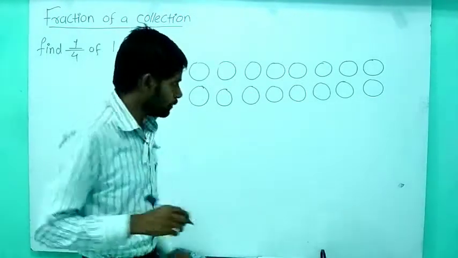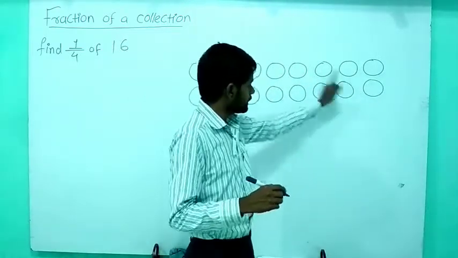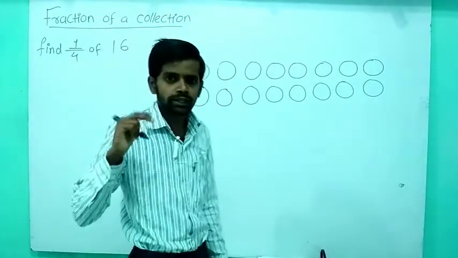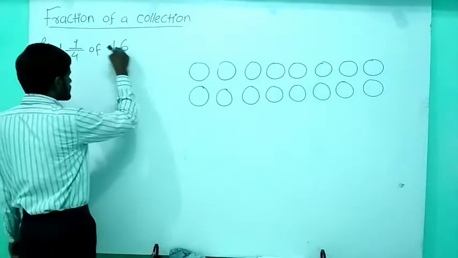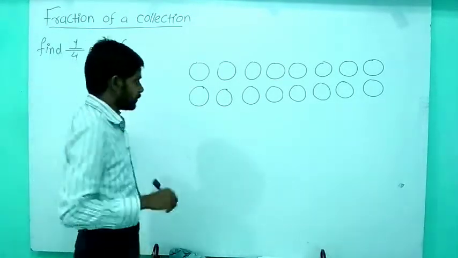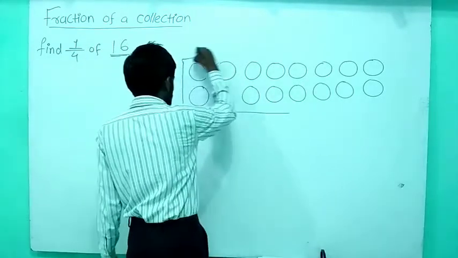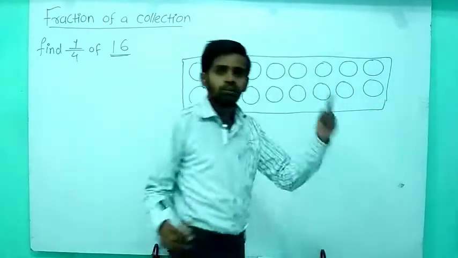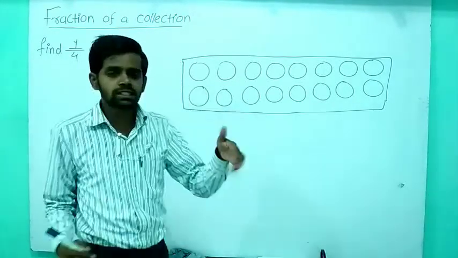Okay, listen carefully. 1, 2, 3, 4, 5, 6, 7, 8. The 8 objects are in the first row and the 8 objects are in the second row. That means there are 2 rows. That means I have 16 objects. How many objects do I have? 16 objects. So listen carefully. These 16 objects together are called one whole. Okay, ये जो 16 objects हैं, together called as one whole packet. So one whole packet consists of 16 objects.